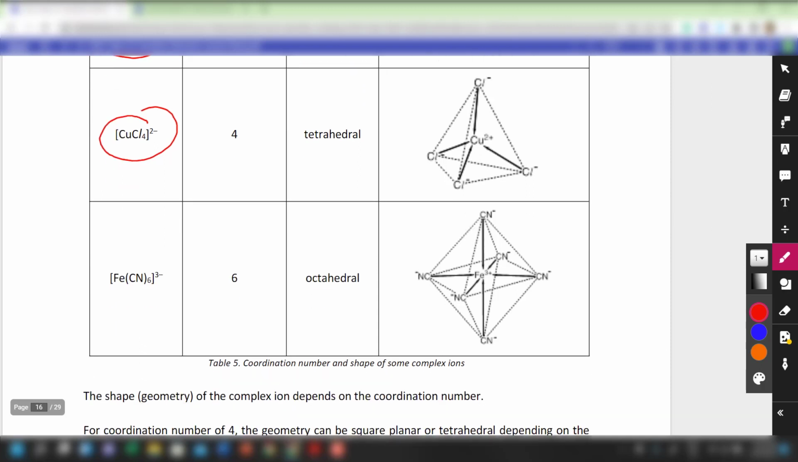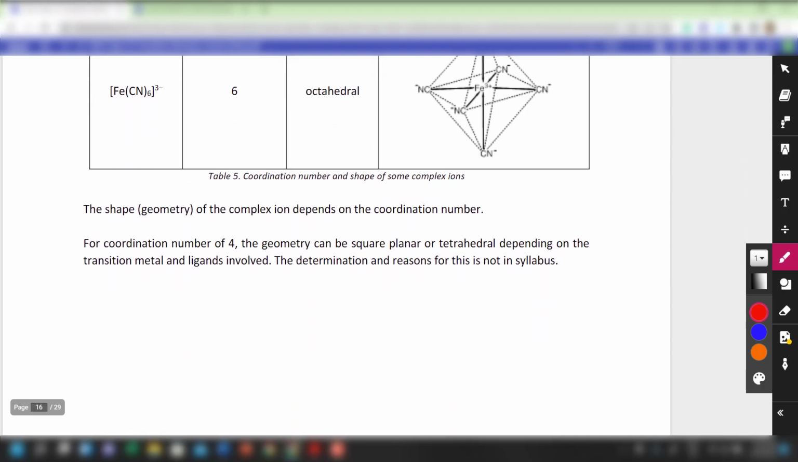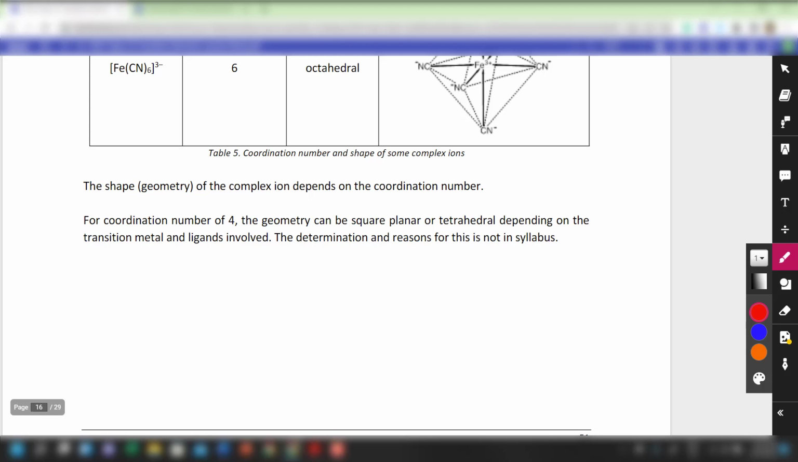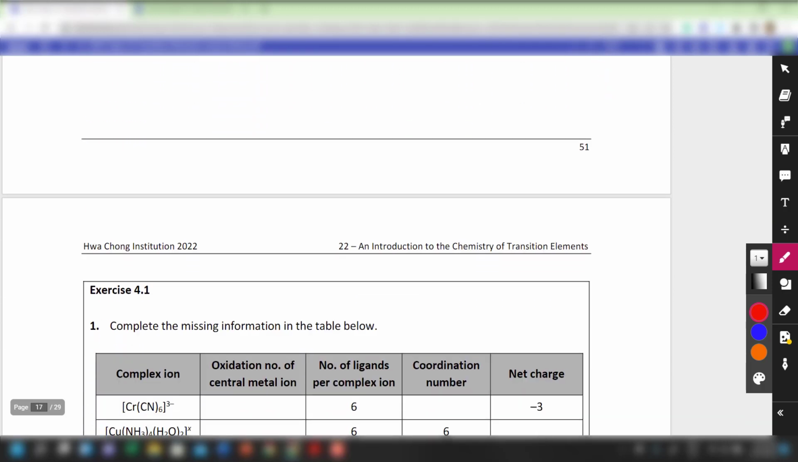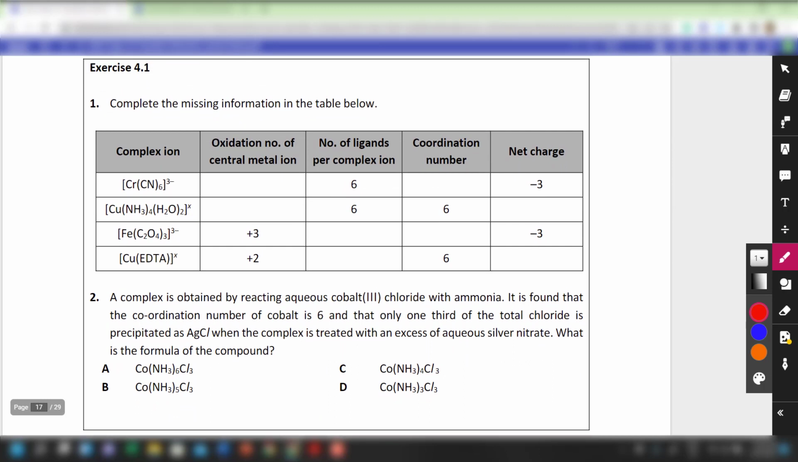And then the geometry, this is not in the syllabus, so we don't need to discuss. It's basically based on the stability of the central atom with regards to the ligands. So the nature of the ligand will swing the complex from tetrahedral to square planar. There have been many studies on it, but again, not in the H2 curriculum, so we don't delve into great details.